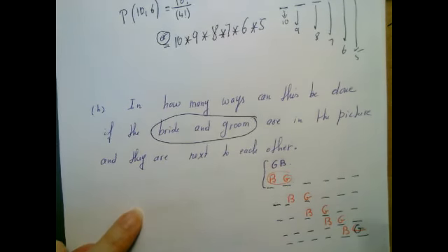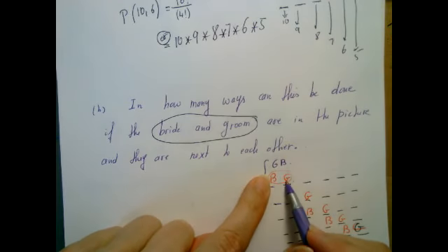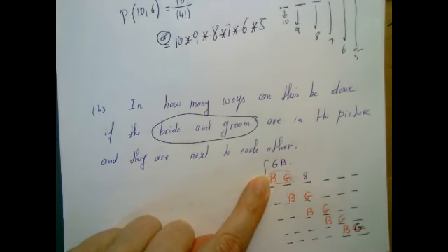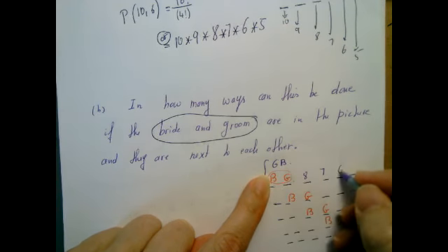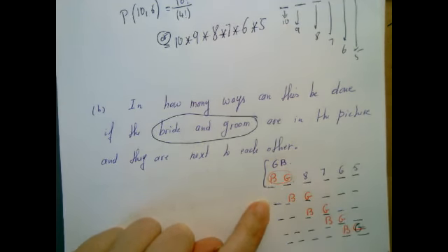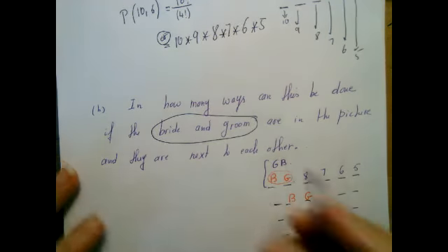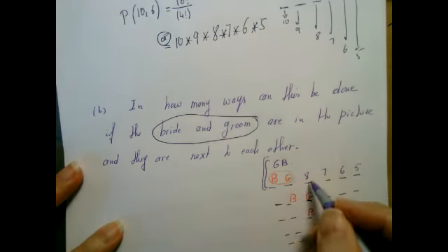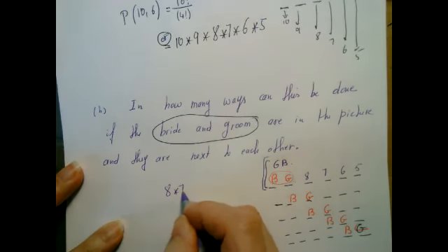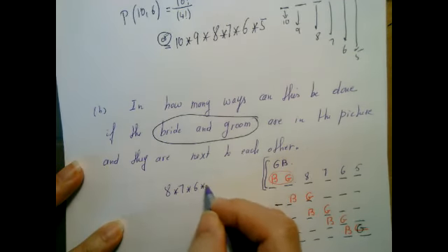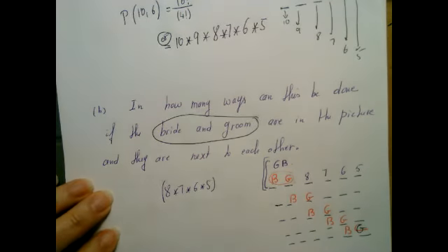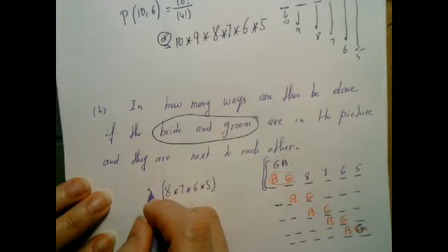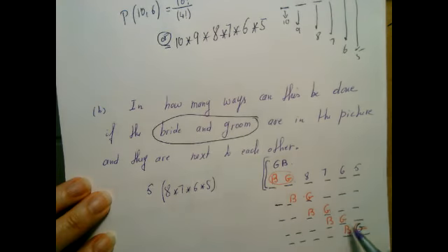And now what's left? Once I fix those, suppose I fix this scenario, I will have 8 for this guy. I will have 7 for those because 2 are being taken already. And I will have 6 and I will have 5 in my scenario. So what is the total? I will have 8 times 7 times 6 times 5. Okay, so now how many positions for the bride and groom do we have? We have 5 positions. So that's the position.